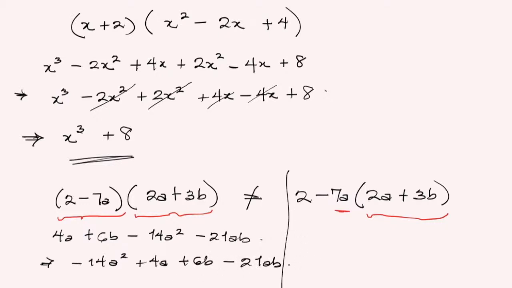However, for this particular case, what we would have is 2, which is just bringing down this 2, and then we would expand this such that this is minus 7a multiplied by 2a. This is going to be minus 14a. Minus 7a multiplied by 3b is equal to minus 21ab. And this is the final answer for this. So you can see that these are in no way the same.